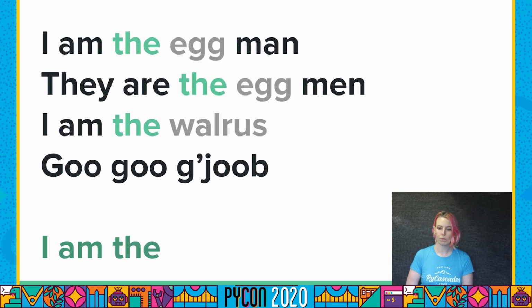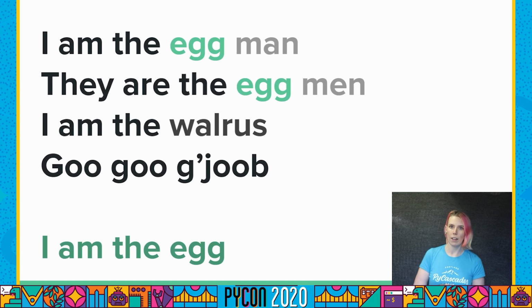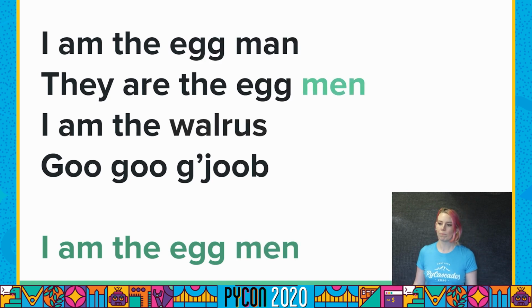And now we take a look at where the is in the source text, and we see that it occurs three times. Twice it's followed by the word egg, and once it's followed by the word walrus. So we are going to pick between egg and walrus with a 2/3 probability that the next word is going to be egg, and a 1/3 probability that the next word is going to be walrus. Statistically, we get egg. And now, when we look at egg, we've got a 50-50 chance of picking man or men. And in this case, we've picked men.